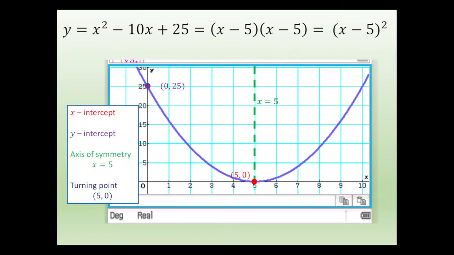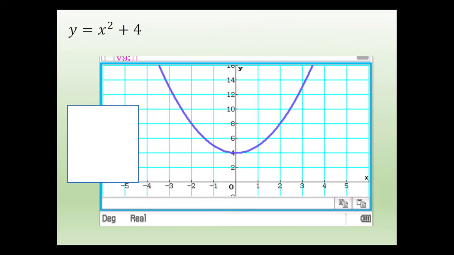Now, let's have a look at the next one, which is y equals x squared plus 4. This time, you know it's a translation of y equals x squared up by 4 units. And in this case, there is no x-intercept at all. The y-intercept is (0, 4), not (5, 0). My fault. And then the axis of symmetry is x equals 0. And the turning point is the same, (0, 4), not (5, 0).